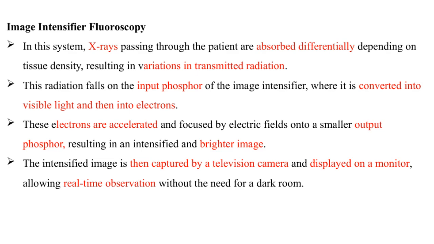This transmitted radiation then hits the input phosphor of the image intensifier. Here, the X-ray energy is converted into visible light. This is the first key step in creating a real-time image. The visible light is then transformed into electrons, which are then accelerated and focused by electric fields onto a smaller output phosphor. This focusing process amplifies the image, making it brighter and clearer.